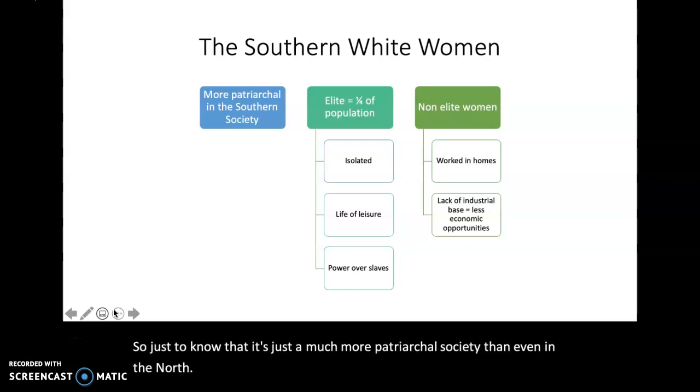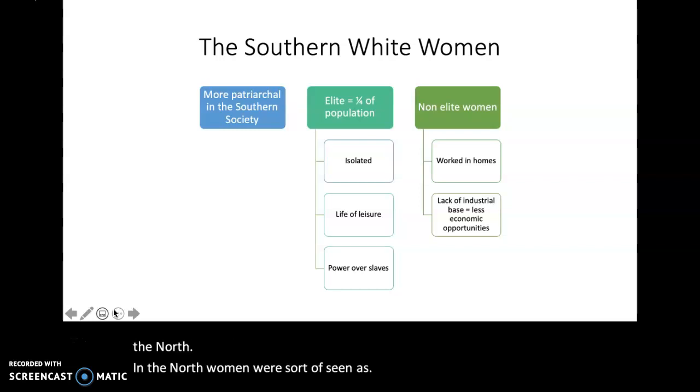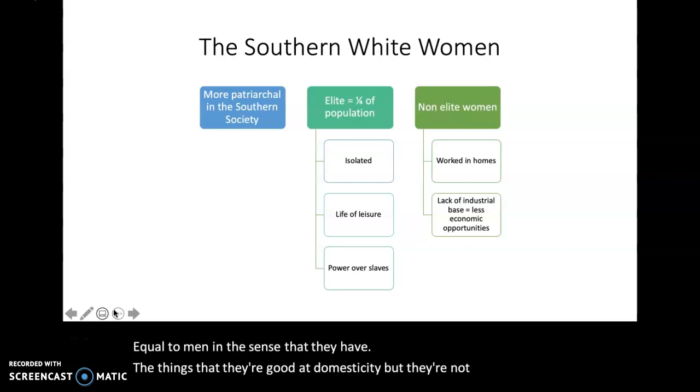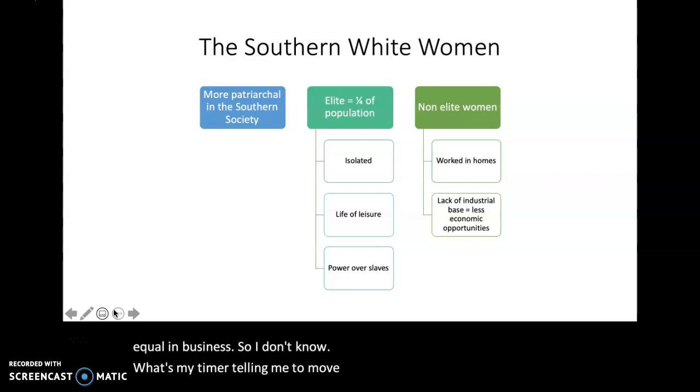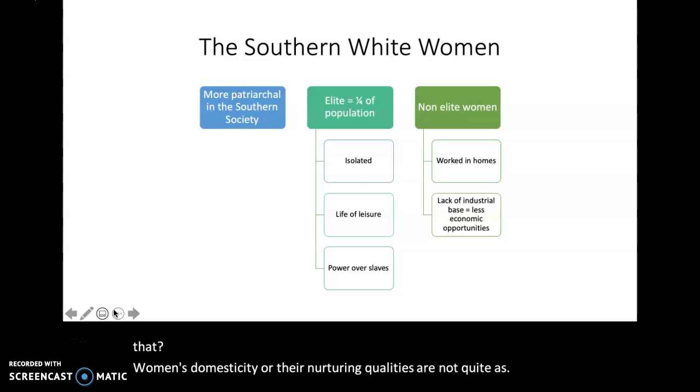In the North, women were sort of seen as equal to men in the sense that they have the things that they're good at, like domesticity, but they're not necessarily equal in business. We see that they're valued in a way that women's domesticity or their nurturing qualities are not quite as seen as equal or egalitarian in the South.